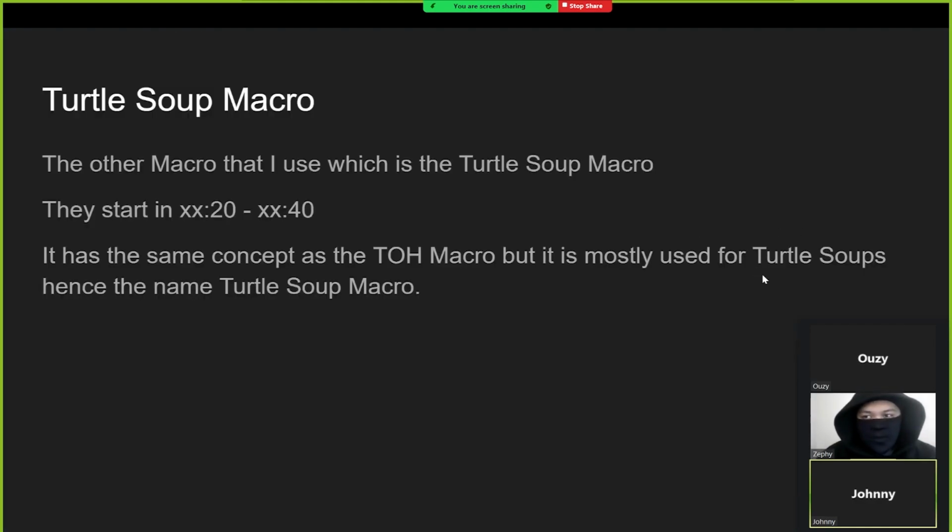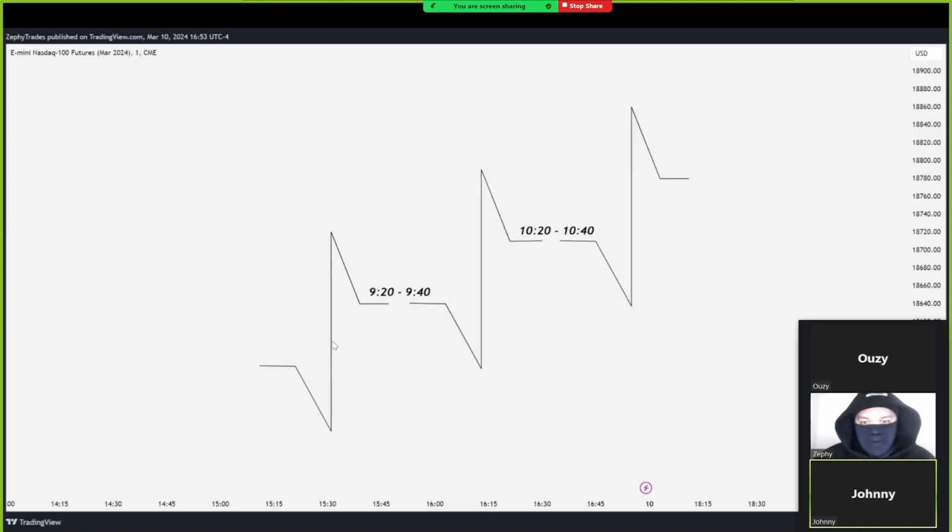All right. So now that you know that, we have a turtle soup macro. The other macro that I use, which is a turtle soup macro, they start in XX20, XX40. It has the same concept as the top of the hour macro, but it is mostly used for the turtle soup, hence why the name is turtle soup macro. Again, you know, open low high close in the 920 and 940. Open low high close 1020, 1040.